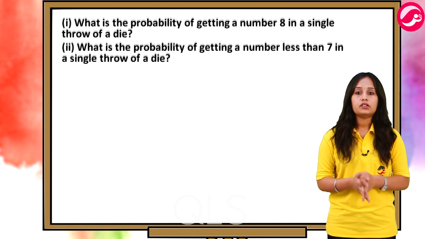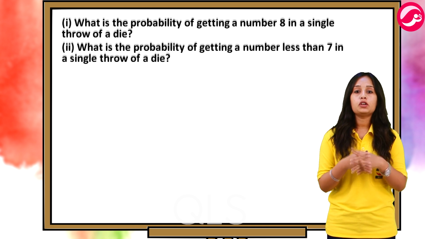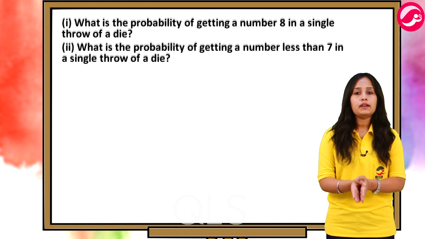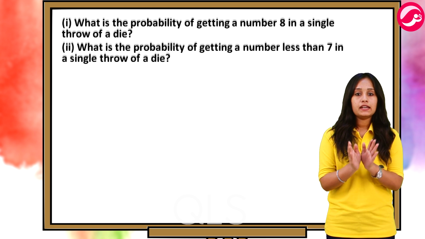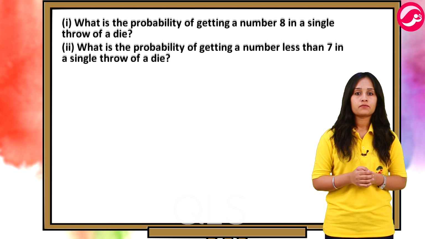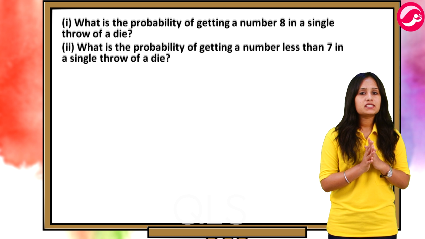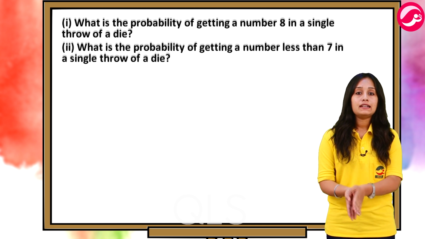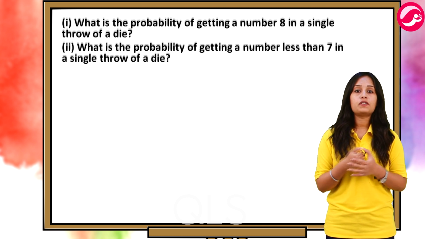Before proceeding further, let us try to find the answers to the following questions. Number 1, what is the probability of getting a number 8 in a single throw of a die? Number 2, what is the probability of getting a number less than 7 in a single throw of a die?